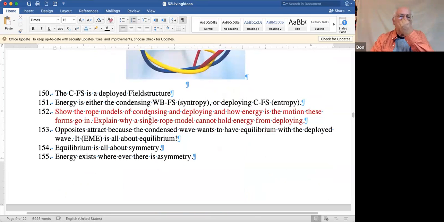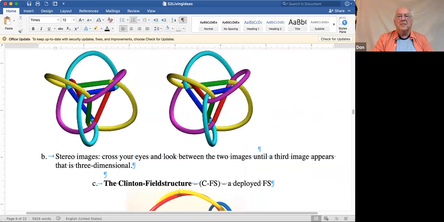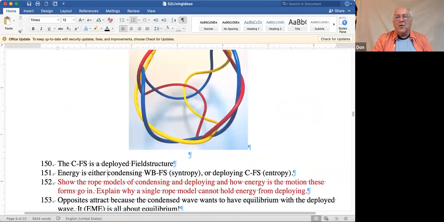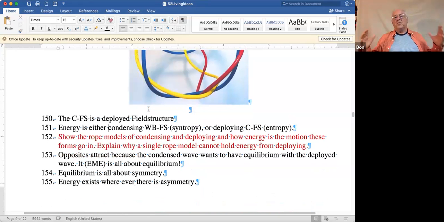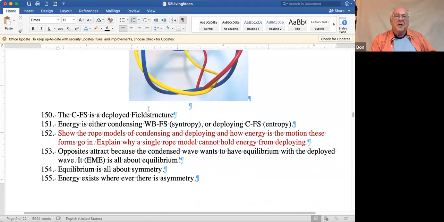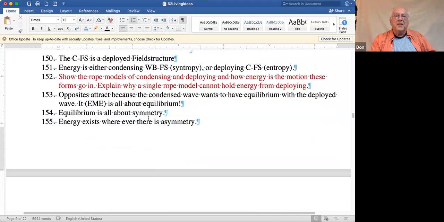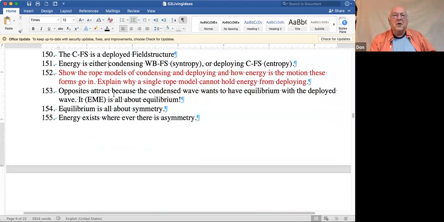Energy is either condensing, which is this model, or deploying, which is this model. And between deployment and condensing, any movement from one to the other is the whole realm of where energy is found. And I'll be explaining that as we go along. So that's just a note.